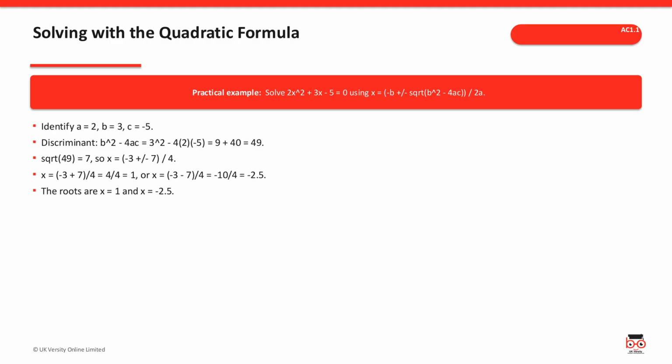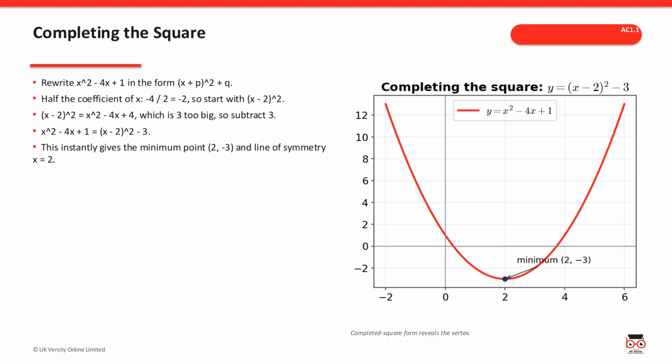minus 2.5. Completing the square is a neat way to rewrite a quadratic and read off its lowest point, which in business might be the output that minimizes your cost. Let's put x squared minus 4x plus 1 into the form x plus p, all squared plus q. Half of minus 4 is minus 2, so we start with x minus 2, all squared, but that expands to x squared minus 4x plus 4, which is 3 too big, so we subtract 3. That gives x minus 2, all squared, minus 3, and it instantly tells us the minimum point sits at 2, minus 3, with the line of symmetry at x equals 2.